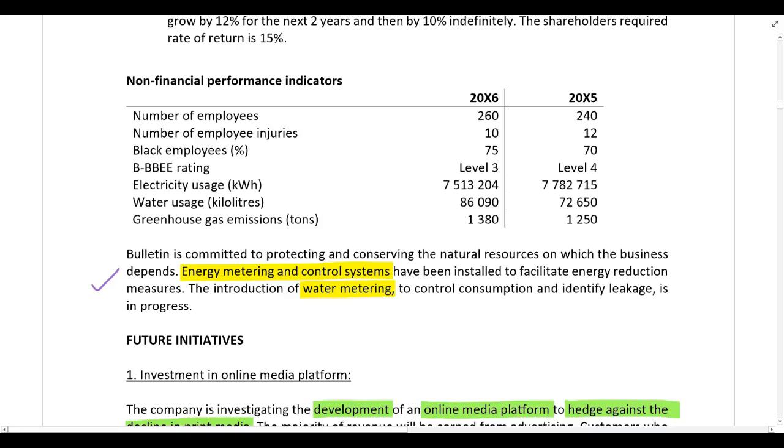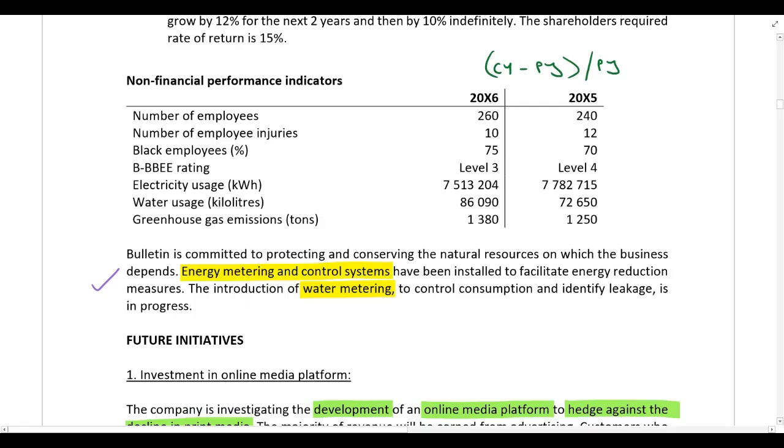First, you've been given the number of employees. And because you have the information for 20x6 and for 20x5, it's possible to calculate the change in the number of employees. And remember, how do we calculate a movement or the change? We are going to take the current year, we deduct the prior year, and we divide by the prior year. So that's what we'll do for the number of employees. We'll do the same thing for the number of employee injuries.